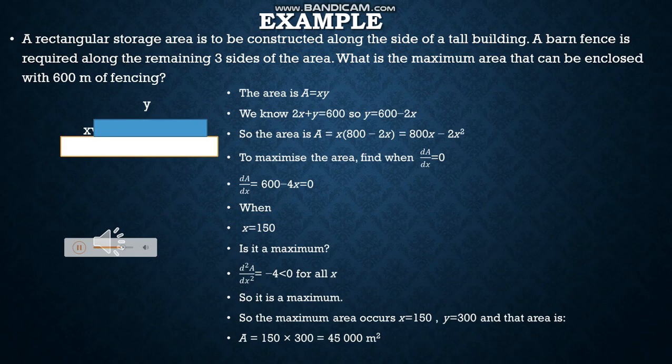So to find the maximum area, we need to find y first. To find y, we put the amount 150 into the first equation. So we get 2 multiplied with 150 plus y equal to 600. Then we calculate, we will get 300. So to get the maximum area, A equal to 150 multiplied with 300, and we will get the maximum area, that is 45,000 meters square.